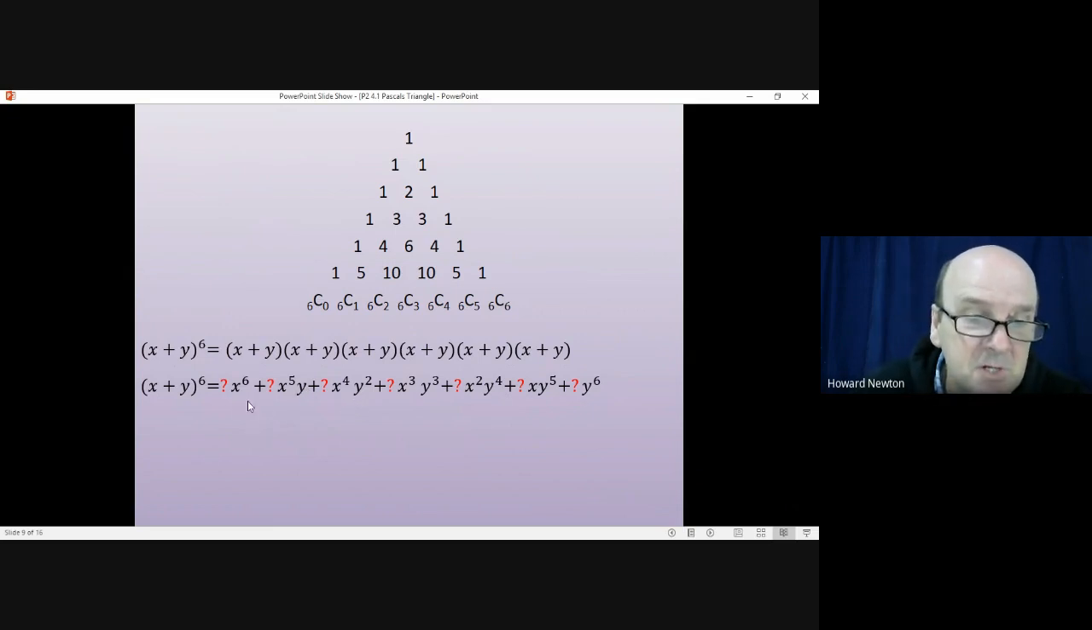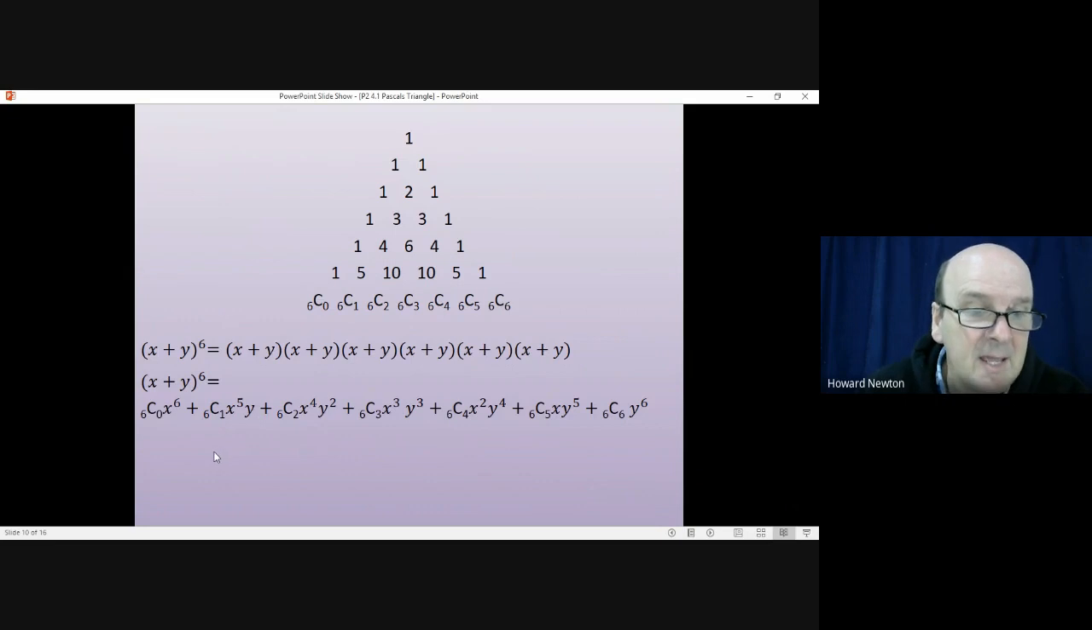The only other question is, how many of each am I going to get? Well, the answer to that is you're going to get nCr. So for the x to the 6th term, I was choosing x from 6 of the brackets, y from none of them. That's 6 choose 0. For this term, I was choosing x from 5 of the brackets and y from 1 of them. X from 4 of the brackets, y from 2, and so on and so on.